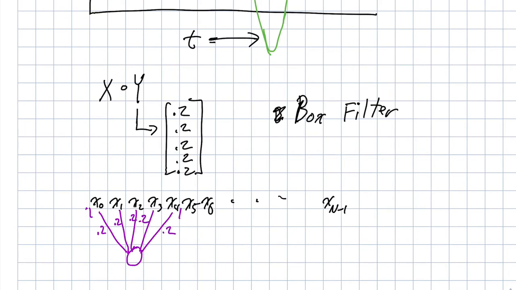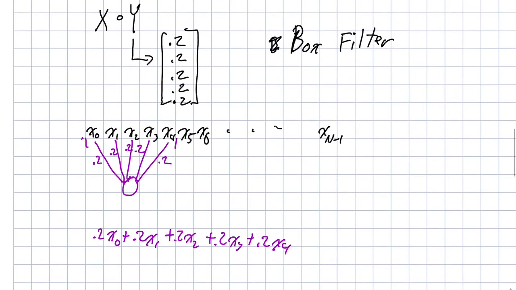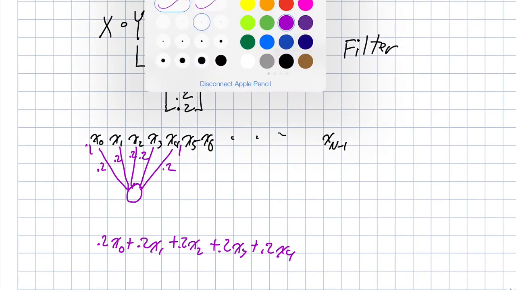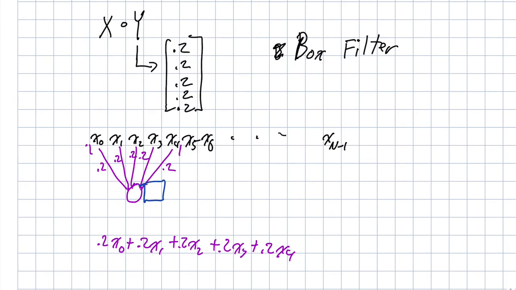So this element right here is 0.2x0 plus 0.2x1 plus 0.2x2, 0.2x3, and 0.2x4. The next element over, and it's going to get crowded here, I apologize for that. This next element right here is going to get to see, actually let me go ahead and wipe these out, because they're in the way now.